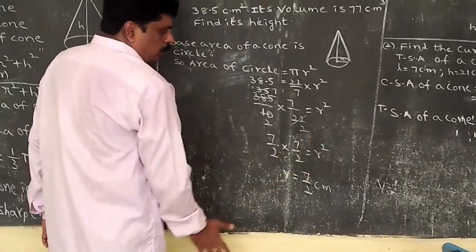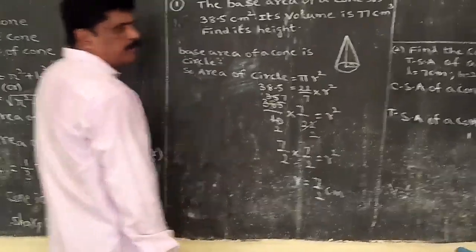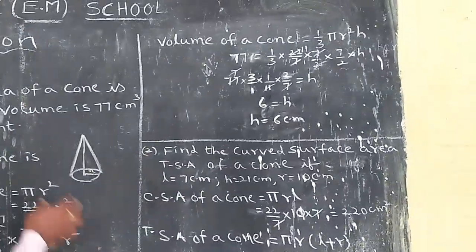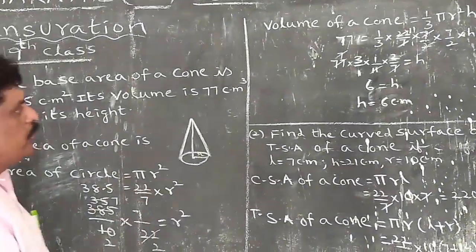R square means r into r. So r is equal to 7 by 2 centimeters. The volume is given in the sum. Volume of a cone is 77 centimeter cube. So what is the formula for the volume of a cone?